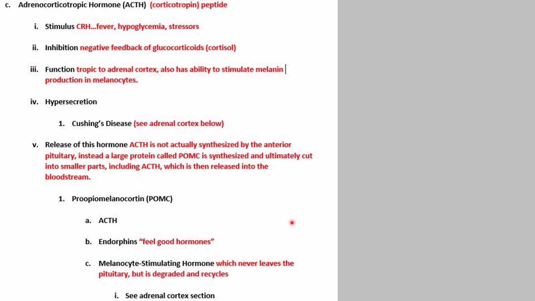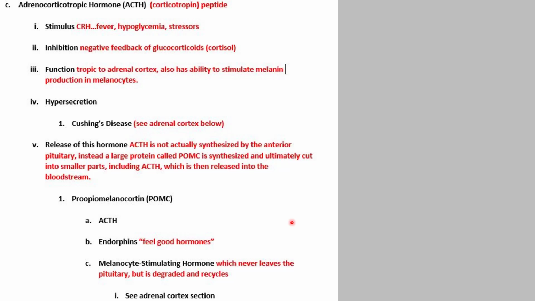But let's talk about a similar gland. We're going to talk about ACTH, the adrenocorticotropic hormone, also known as corticotropin. ACTH is a protein. It's a peptide, but it's amino acid based. Its stimulus is corticotropin releasing hormone from the hypothalamus. But what is it that stimulates CRH from the hypothalamus? Well, fever, hypoglycemia, low blood sugar, stress, and it's not listed on here, but also low cortisol.